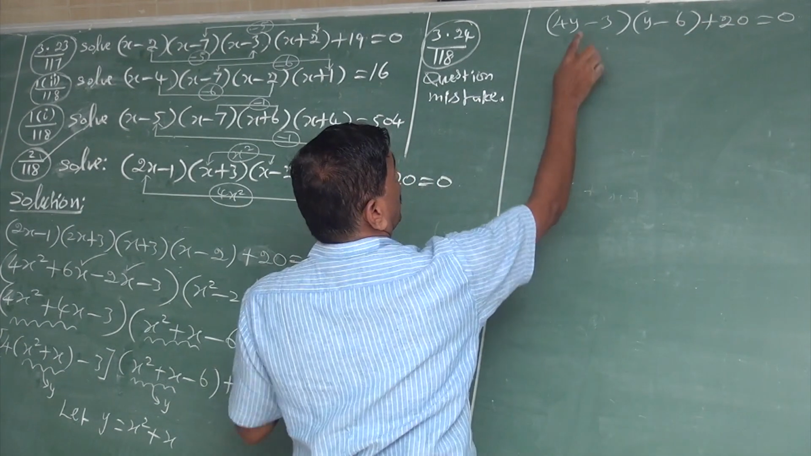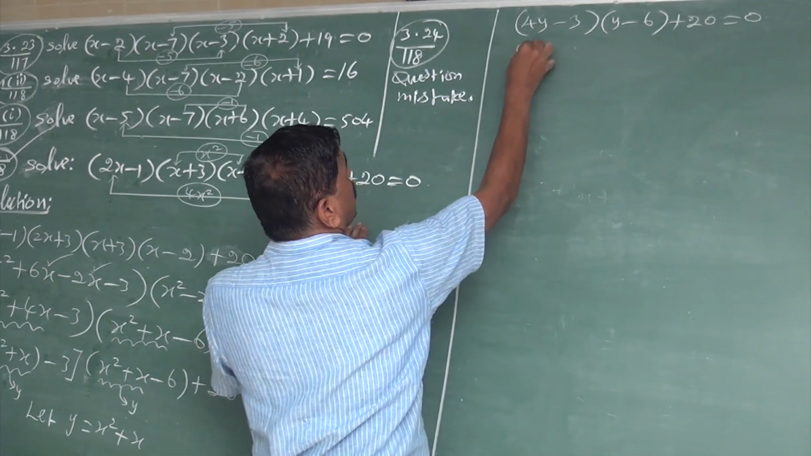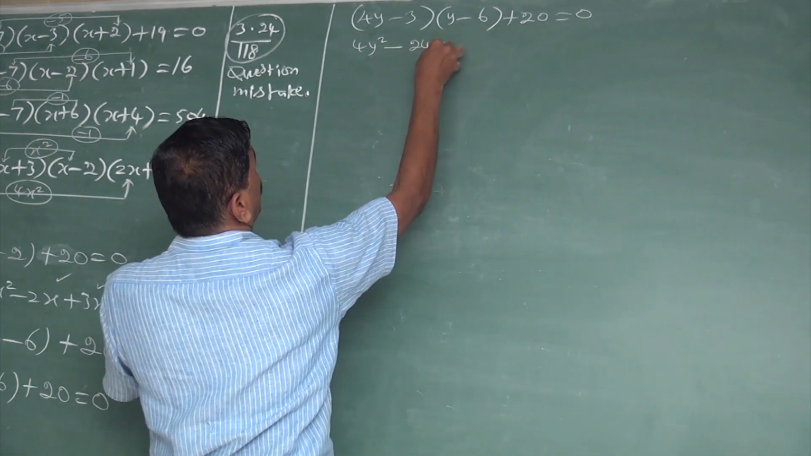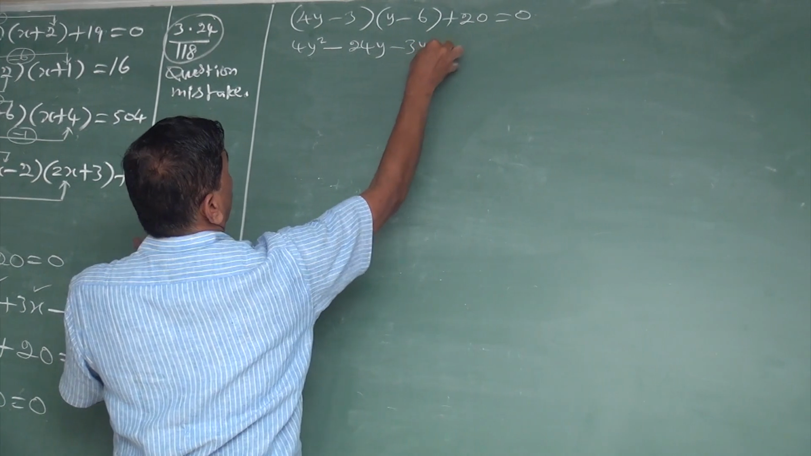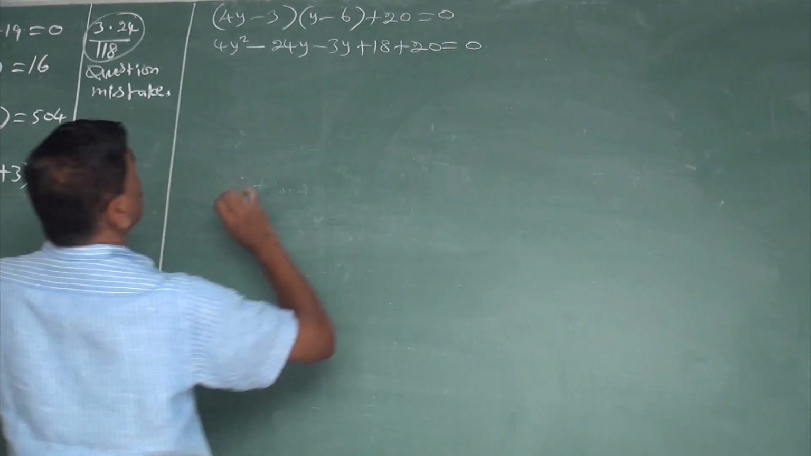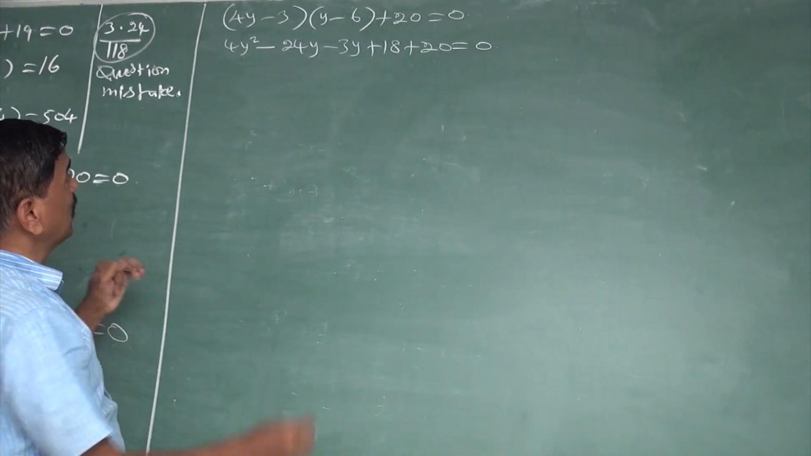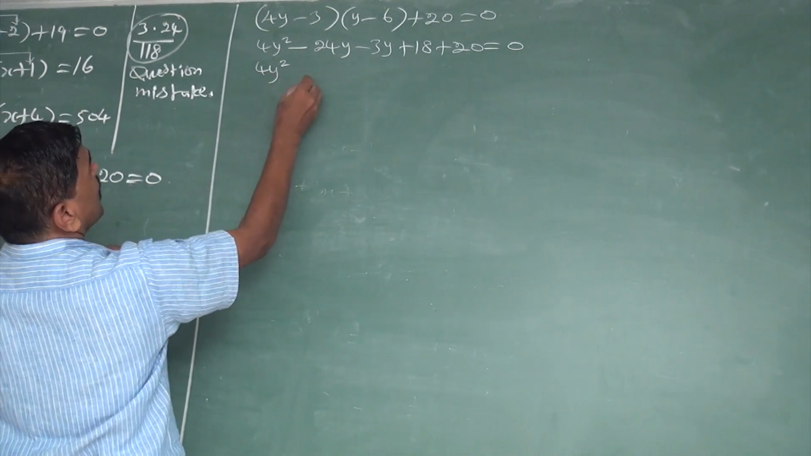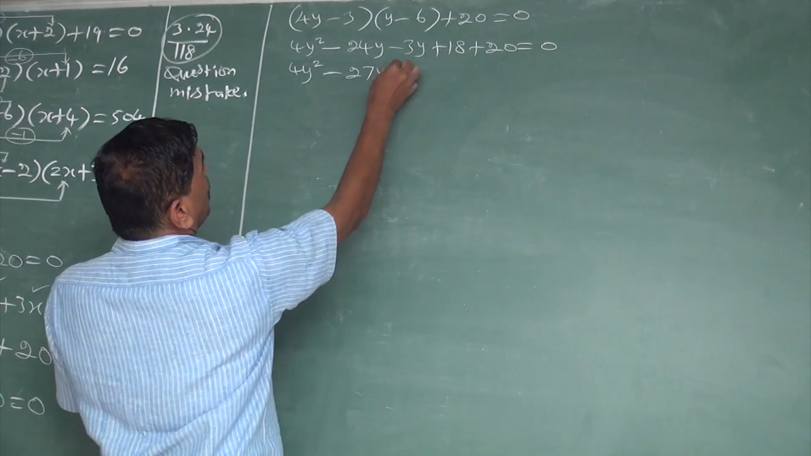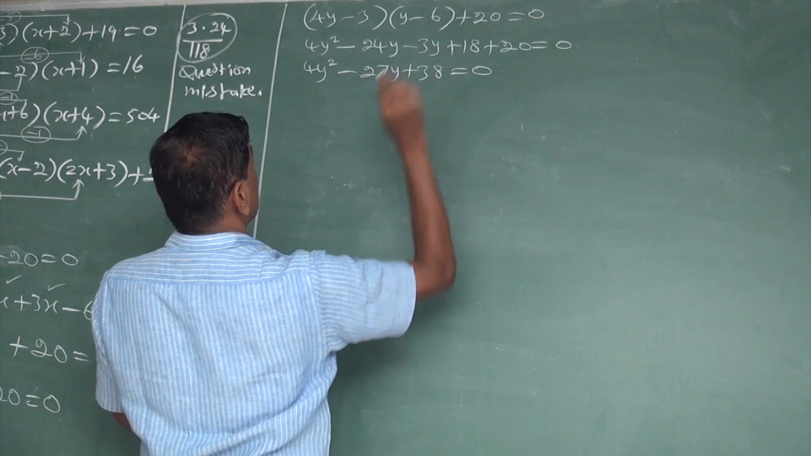Now just the algebraic product. Can you tell me? Very good. 4y square. Next, minus 4 6s are 24y minus 3y, minus into minus plus 18 plus 20, which is equal to 0. Okay, next identify the like terms. Good. Y square is present in one place. Next, minus 27y. Next yourself. Good, very good. Plus 38 is equal to 0.